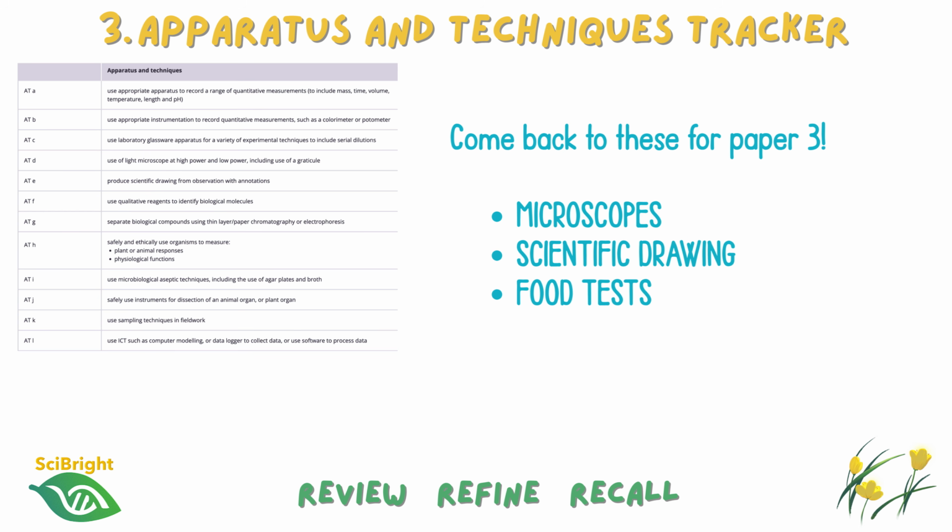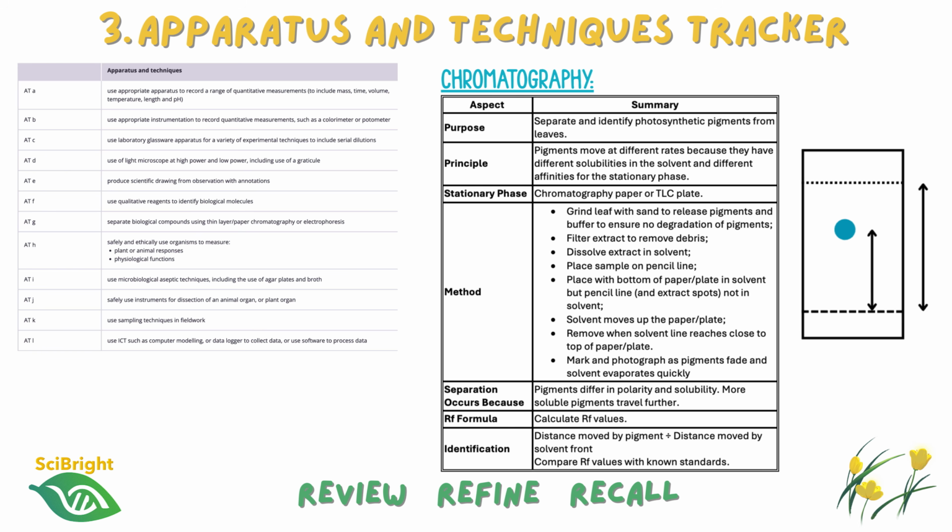Next on the list is microscopes, scientific drawing and food tests. But my analysis of the papers suggests these are largely paper 1 and occasionally paper 3, but unlikely for paper 2. So come back to these skills for paper 3. Now, separating biological compounds, however, is a big one for paper 2, as CPAC 7 uses thin layer chromatography to separate photosynthetic pigments, and Chapter 21 on gene technology expects us to be able to describe and explain the process of electrophoresis and interpret results.